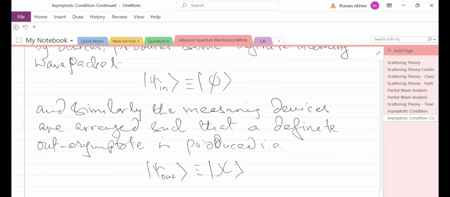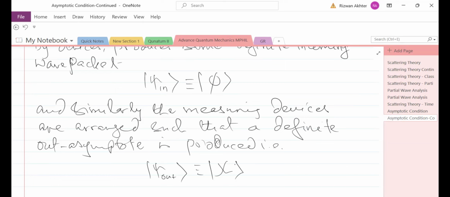So the definite incoming wave packet is basically due to all those devices which are responsible for acceleration and collimation, that is, all those devices which produce the electric field and all those devices which produce the magnetic field. And the outgoing wave packet is a measure of the scattering, which is measured by some sensor or detector.